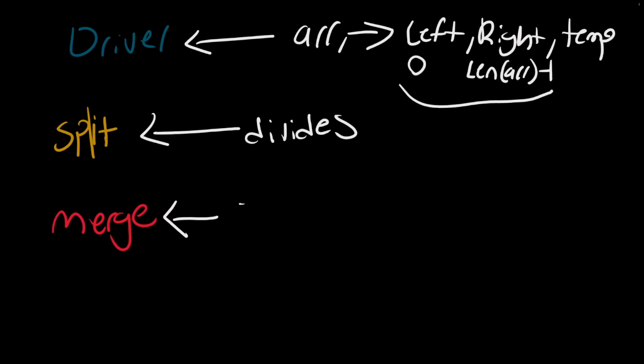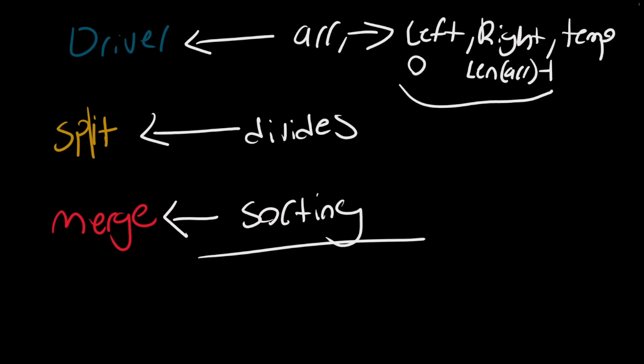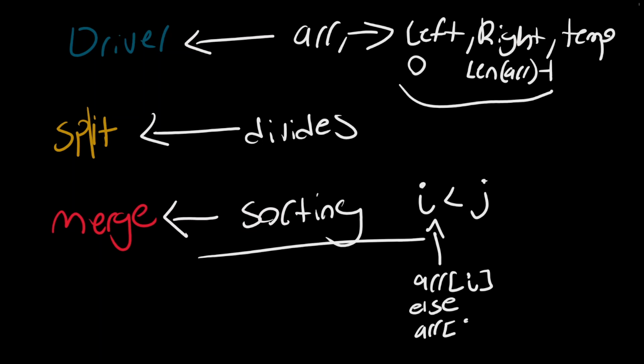This is the I and J questioning. This is the sorting. So these are the questions that we're getting back and forth. Is I less than J? If I is less than J, we take this entry of I. If not, else, we are going to take the entry for J. And we're going to see this full pseudocode in just a moment.